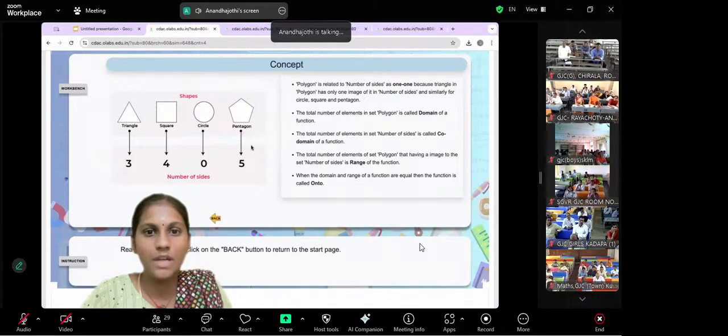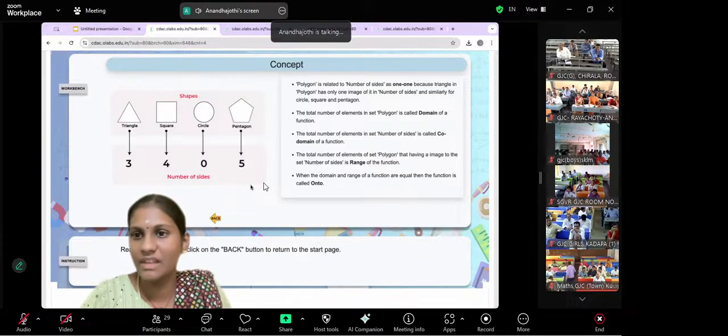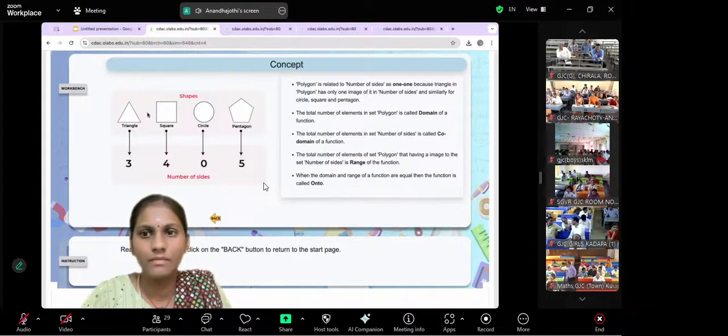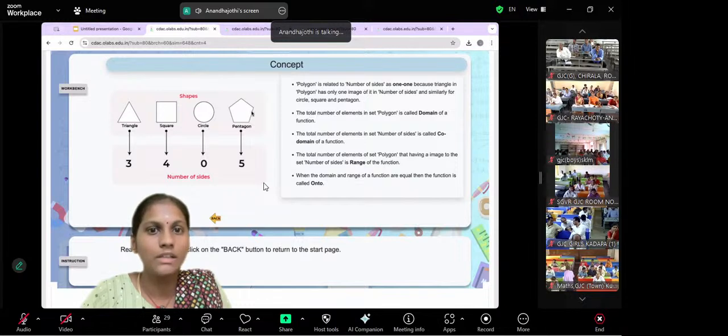So these shapes are mapped to numbers. Here it is shapes and here it is numbers. The numbers correspond to the number of sides they have. When we take a circle, there are 0 sides, square 4, triangle 3, pentagon 5, right? So okay, the polygon. Here it is.